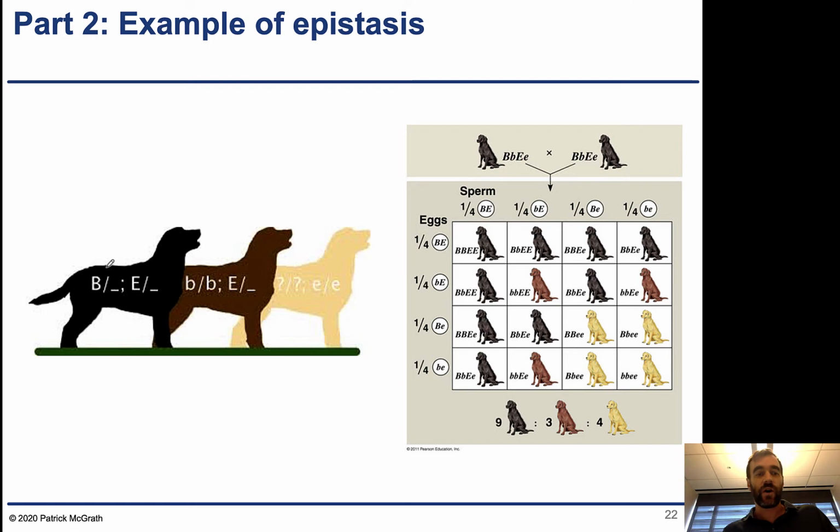So, they've gone through the trouble to figure out what is the genotype-phenotype relationship. And what they found was that if you have a dominant allele of B and a dominant allele of E, then you are going to be a black lab. And so the second allele doesn't really matter. So it can be big B, big B, big B, big E, little e. That's a totally fine genotype for a black lab.